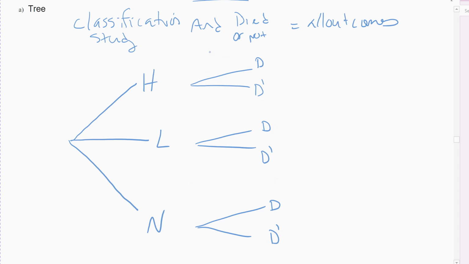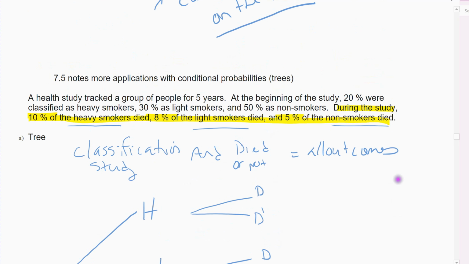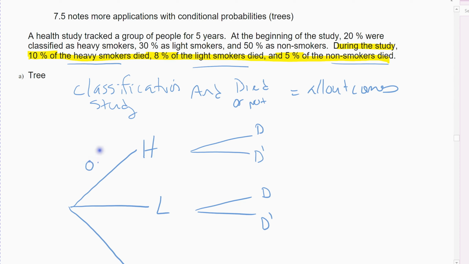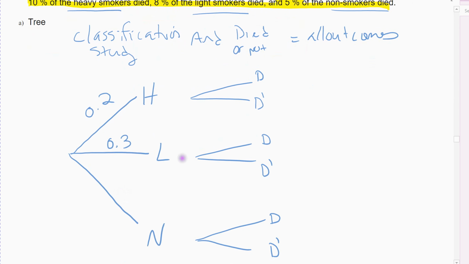For the classification, not everybody in the study was a heavy smoker. Only 20% were heavy smokers, so the probability of being a heavy smoker in the study was 0.2. 30% were light smokers, so the probability of being a light smoker was 0.3. 50% were non-smokers, so 0.5. Everybody in the study was classified in these 3 ways, and if you look at it, it adds up to 1, which is 100% of the people in the study, grouped by heavy, light, and non. Then there are conditions on the set. Depending on which group you are, you had a different chance of dying or not dying during the 5 years, based on the stats.